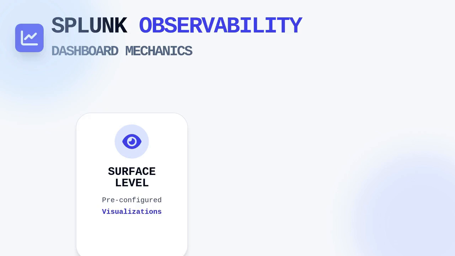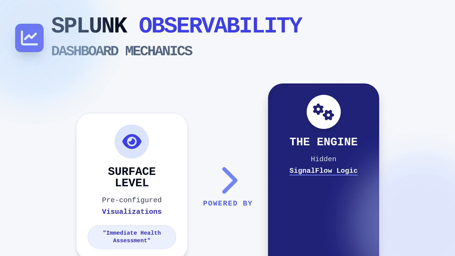When you first open a dashboard in Splunk Observability Cloud, you are presented with pre-configured visualizations that rely on existing analytical transformations. These default charts are designed to provide an immediate assessment of your system's health without requiring manual intervention or complex configuration. However, relying purely on surface-level observation often leads to misinterpretation if you do not understand the underlying mechanics of how these metrics are rendered.